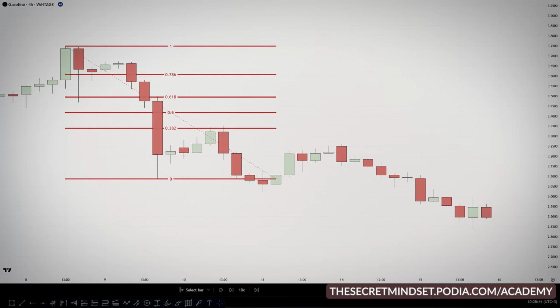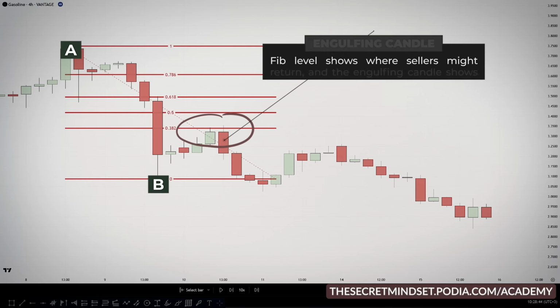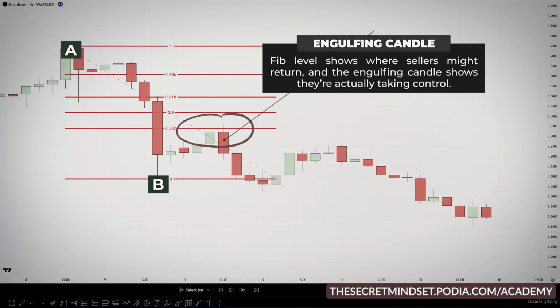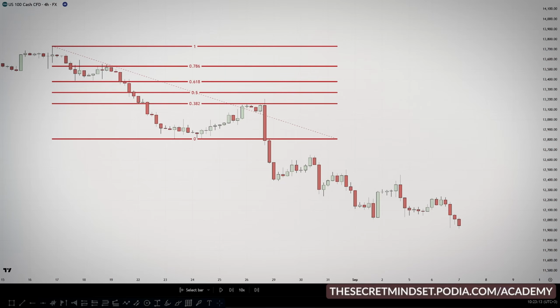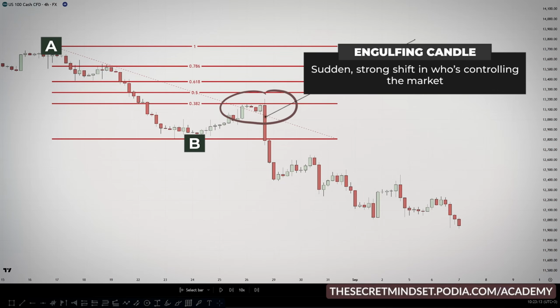Here, price is in a downtrend and bounces up to the 38% fib level. This level will act as a potential resistance in a downtrend. If an engulfing candle forms here, it implies the bounce might be over. So the fib level shows where sellers might return, and the engulfing candle shows they're actually taking control. These engulfing patterns at fib levels show a sudden strong shift in who's controlling the market. And an engulfing pattern that completely swallows several previous candles at a key Fibonacci level is hard to ignore.